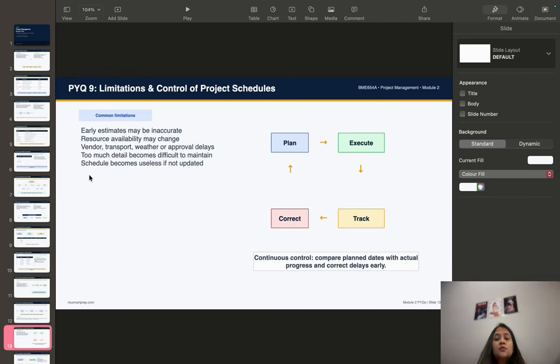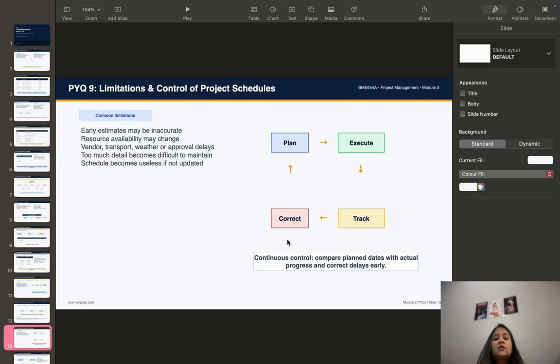Next, a schedule becomes useless if it is not updated regularly. So to control the schedule, follow this cycle. First one is plan. Okay, so here you have, right? First you have plan, execute, track, and correct.